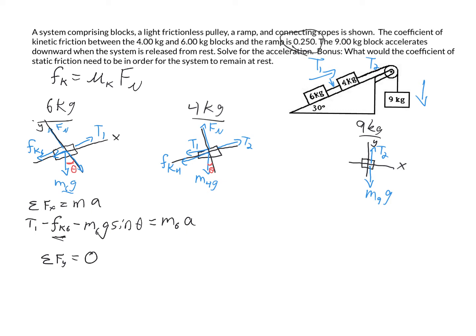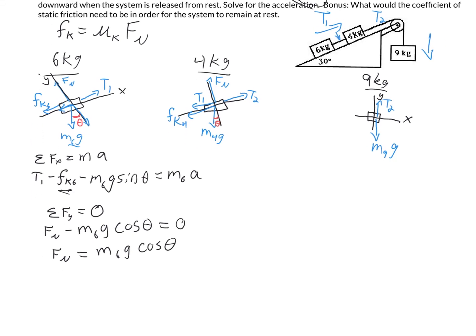And what you would get then is you have the normal force going up minus the y component of the weight, which is mg cosine theta, equals 0. So solving for the normal force, you can see the normal force is equal to mg cosine theta. And so now we can plug in for the force of kinetic friction.